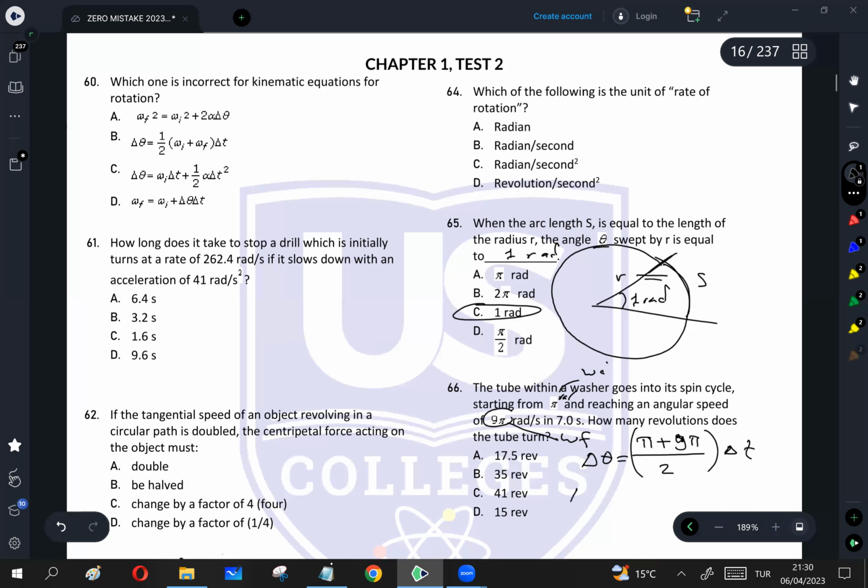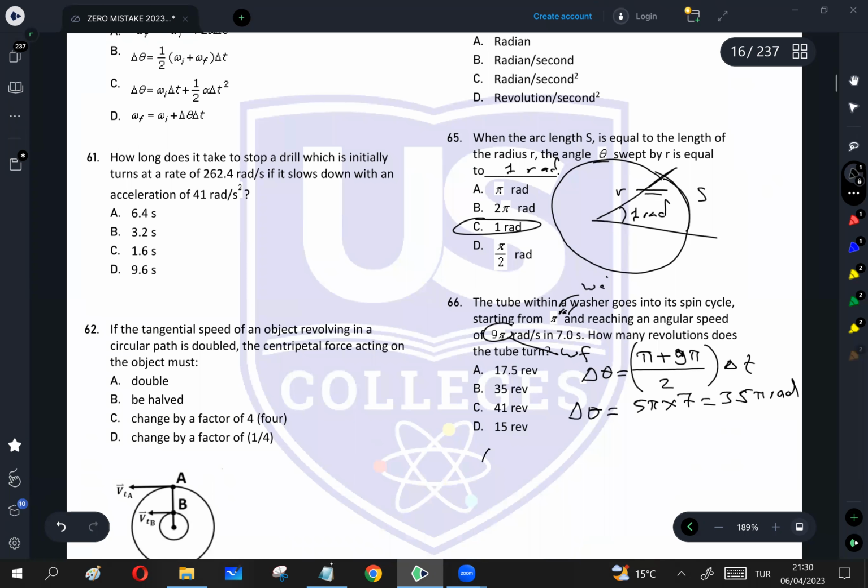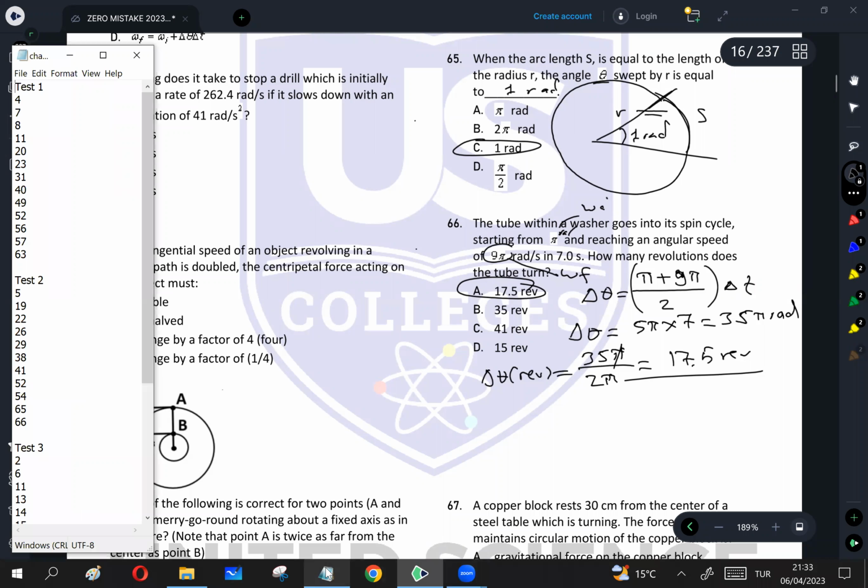So delta theta is going to be 10 pi over 2, 5 pi multiplied by delta t, which is 7, which is going to be 35 pi radian, but we should convert it to revolution. Delta theta in revolution is going to be 35 pi over 2 pi. Yani 35 divided by 2, 17.5 revolutions is the correct answer. Okay, now let's continue with the problems, test trick problems. I will continue with them.